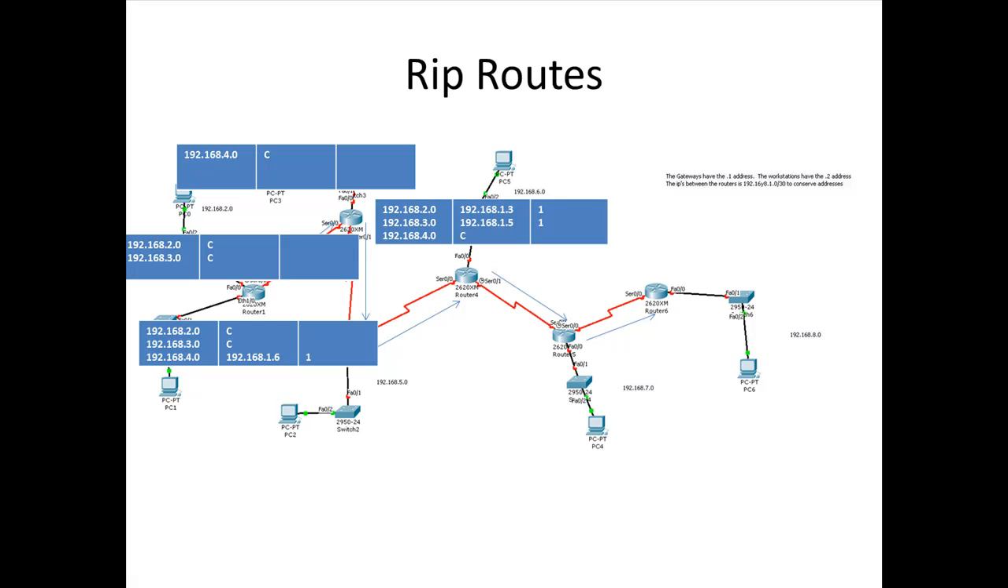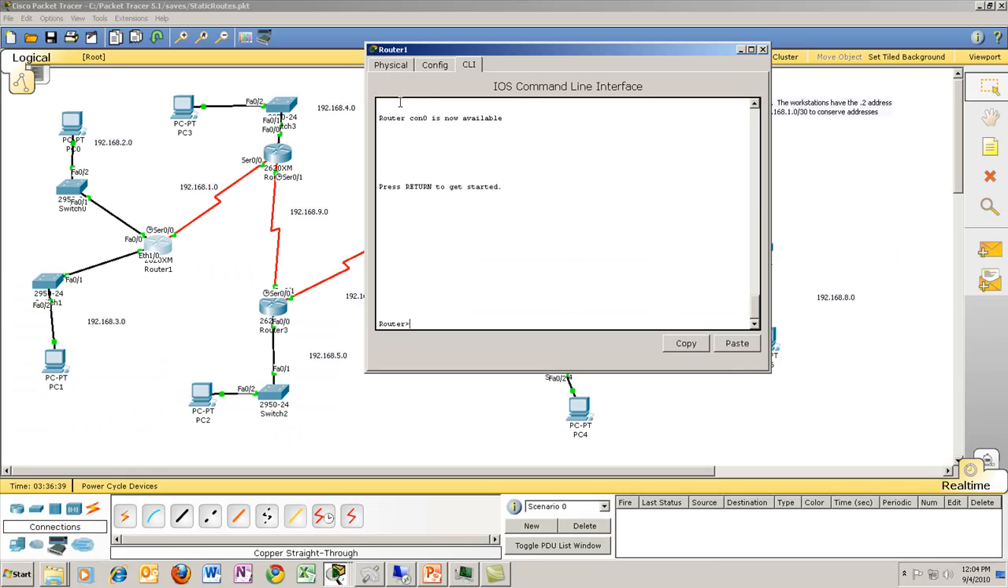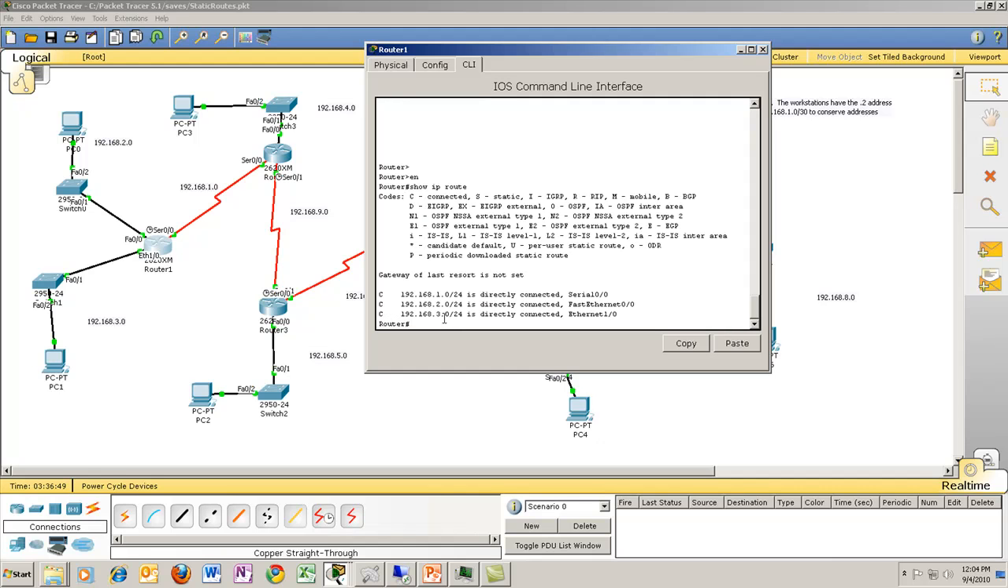Now let's go and configure some RIP routes on the router. Okay, we're on router 1. I think that one of the easiest ways to figure out what you're going to advertise is to show ip route. When there's nothing there to this point in time, there are no static routes, there are no dynamic routes, we have the directly connected interfaces. And these are the ones that we're going to advertise.